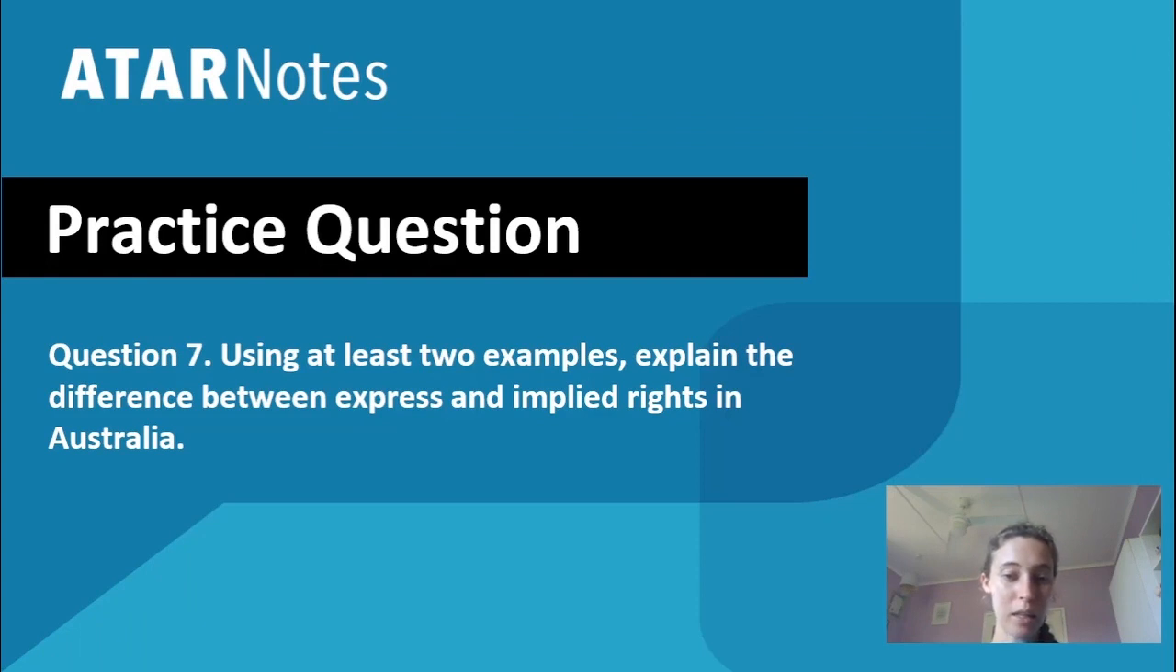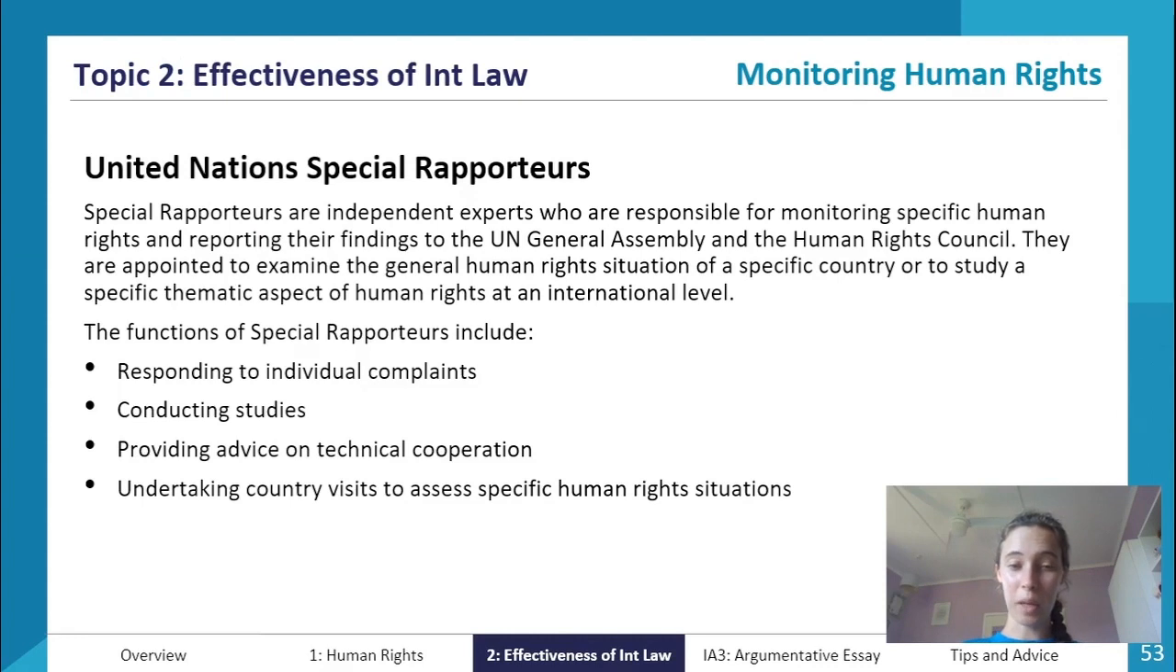So using at least two examples, explain the difference between express and implied human rights. So try to think of one example at least of each, to help you in your explanation of the difference between them. And remember, where are implied and express human rights actually spoken about? What is the name? You need to remember that name as well. That's what I was speaking about in relation to the referendum.